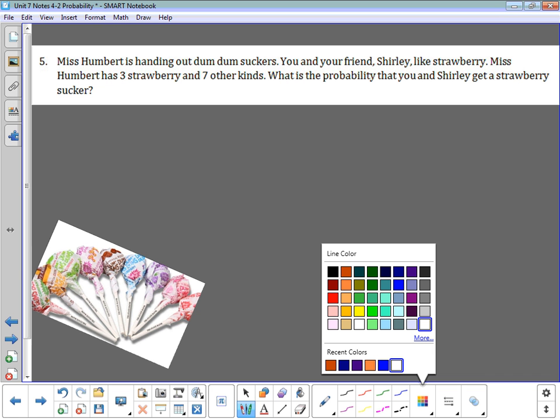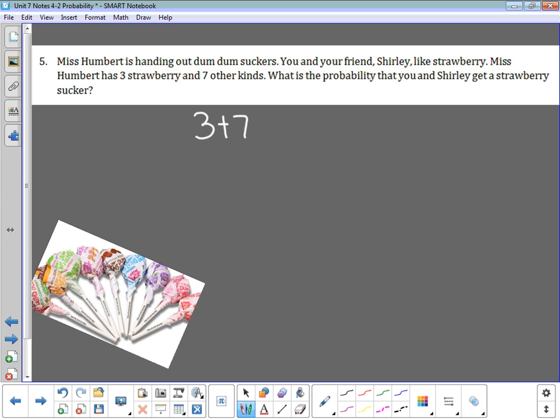Miss Humbert has 3 strawberry and 7 other kinds. So 3 strawberry and 7 other kinds means that we have 10 total possibilities. So I have 10 in my hand. Okay, so let's find the probability that you and Shirley both get a strawberry sucker. So let's say I'm walking around the classroom. I come to you first. So we want to find the probability that just you are going to get a strawberry sucker. Well, 3 out of those 10 are going to be strawberry suckers.